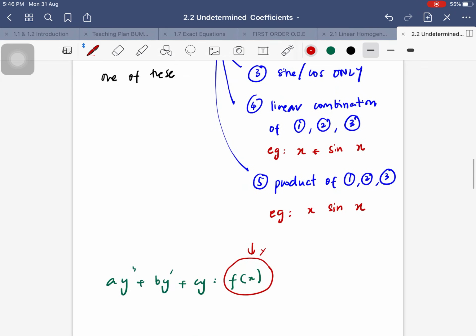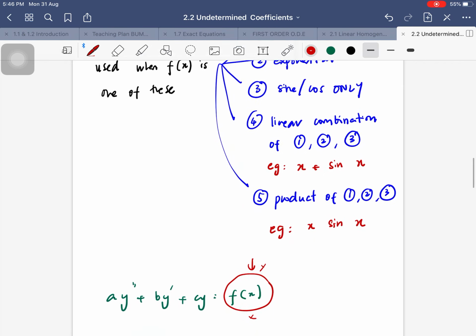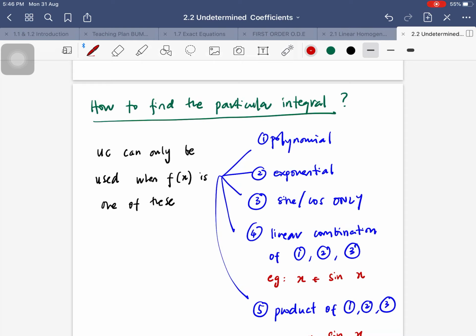You can only use undetermined coefficient when your function f of x falls in any of these categories right here, basically a combination of three functions. First, when your function f of x is a polynomial, for example x squared, 3x squared, anything where x is raised to a positive power. That is called a polynomial. Or if your function f of x is in terms of exponentials, like e to the x, e to the negative x, and so on. And the third one is in terms of sine and cos. What if you have 1 over sine, 1 over cos? The answer is no. It is restricted to sine and cos only. Other than that, you cannot use undetermined coefficient, so you have to use VOP.